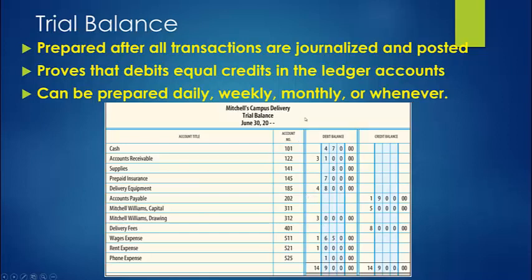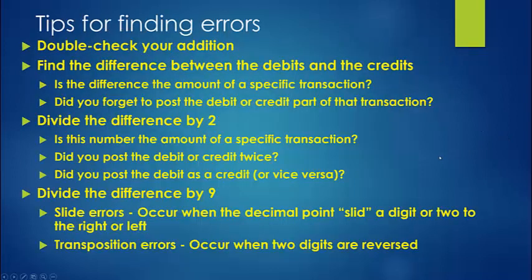And you can prepare a trial balance at any point. Moving figures from the journal over to the ledger really opens up a chance for errors. So you can pull a trial balance at any point to make sure that you've posted correctly. It serves the same purpose as it did back in chapter 3. It just proves that debits equal credits and that the accounting equation is in balance.